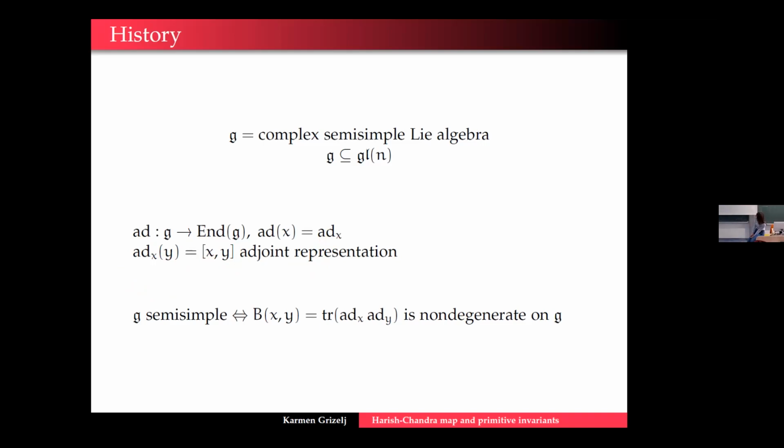Now, what I'm also going to need is a symmetric bilinear form. So B will stand for a symmetric bilinear form, which can be defined in such a way. It's also called the Killing form. And you can say that G is semi-simple if B is non-degenerate on G. So for now, we'll be working with this kind of algebra.